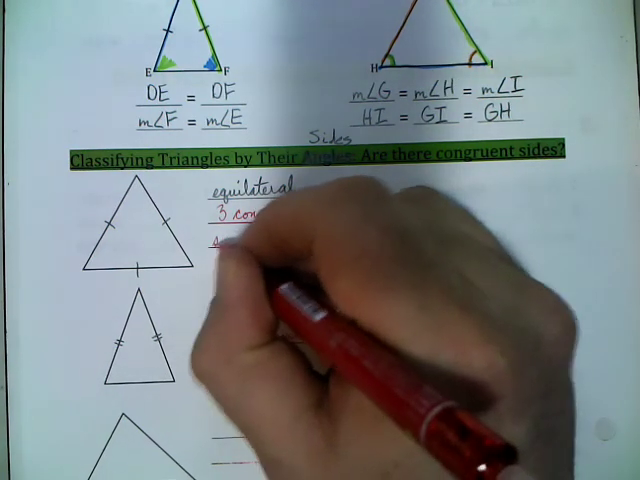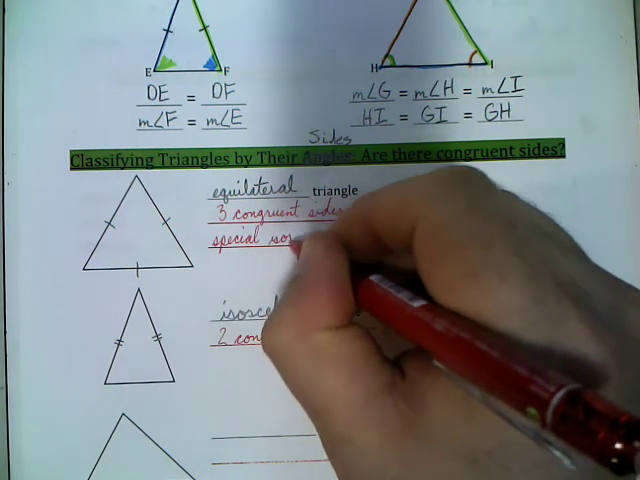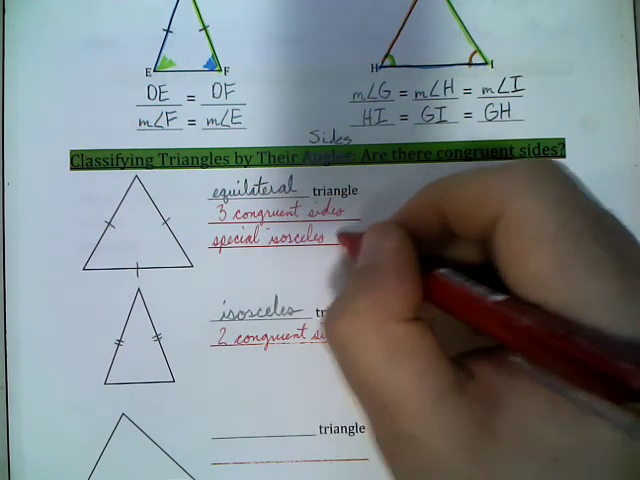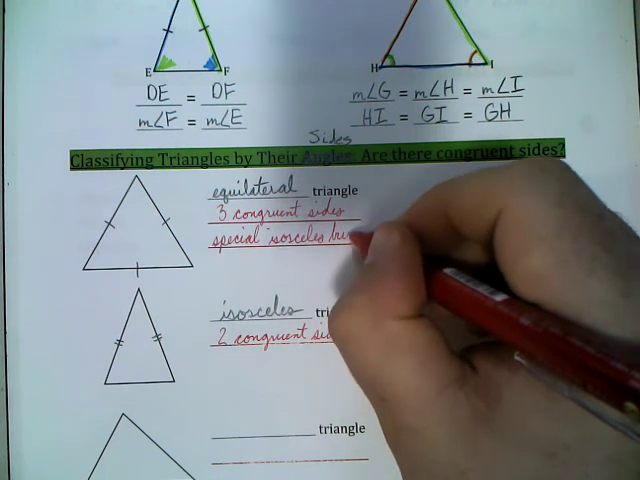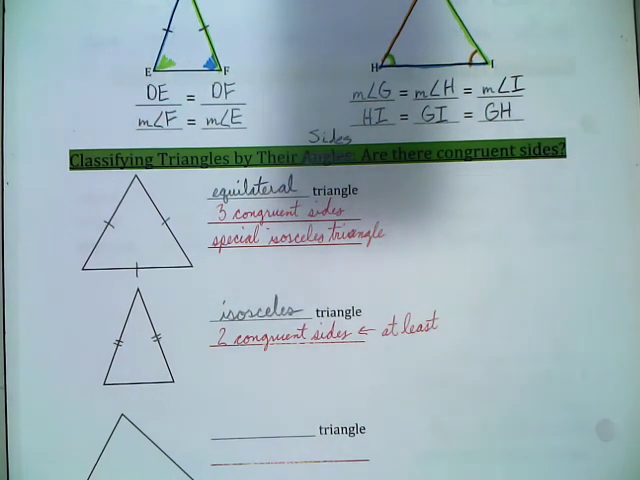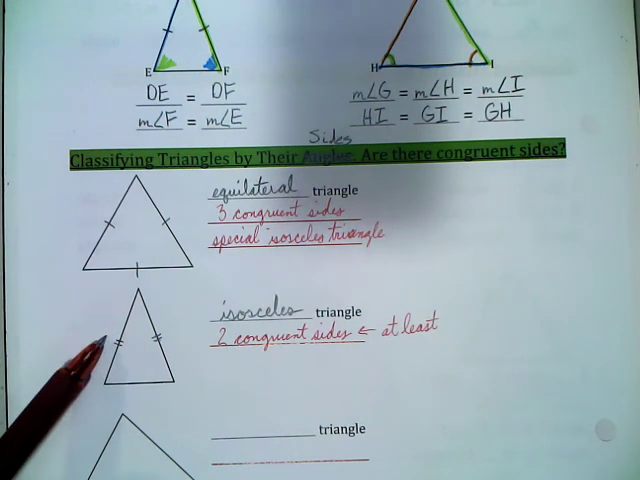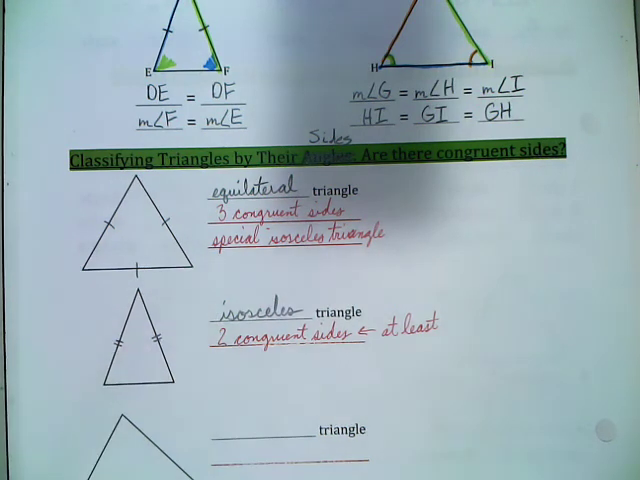It's just a special isosceles triangle. And what makes it special as an isosceles triangle is that it doesn't have just two congruent sides, but the third side is also congruent. Whereas if you've only got two, then the only name that we can give is isosceles.